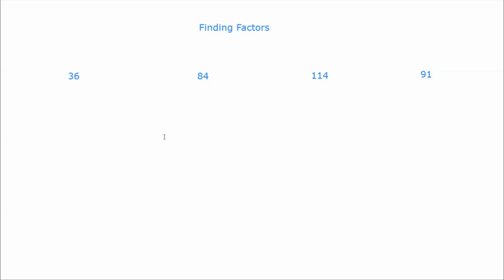So now we're going to look at how we can find factors of a number. My recommendation would be a systematic approach, because it's very, very easy to miss some of your factors if you're not systematic in how you approach them. So we're going to start with 36.